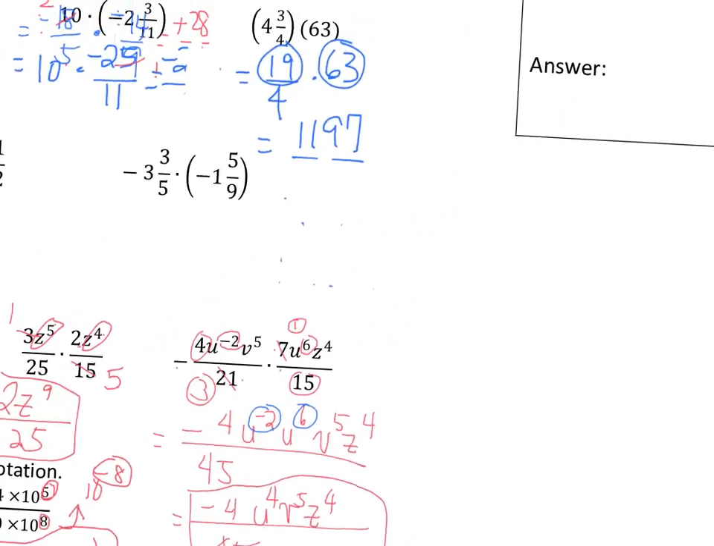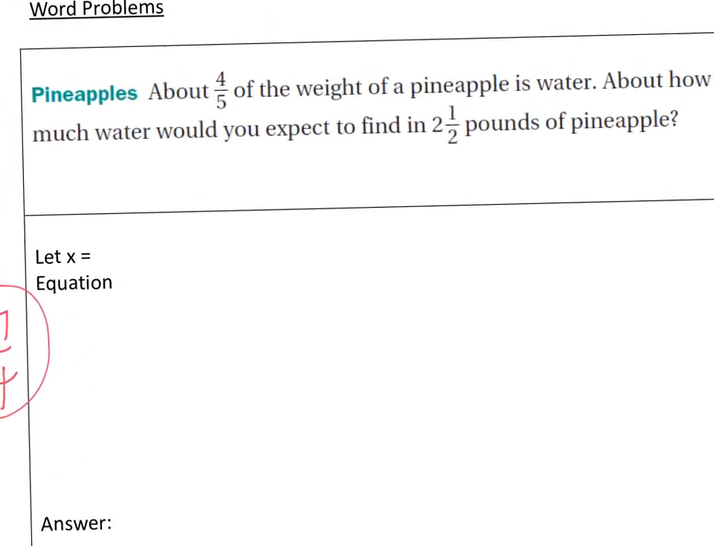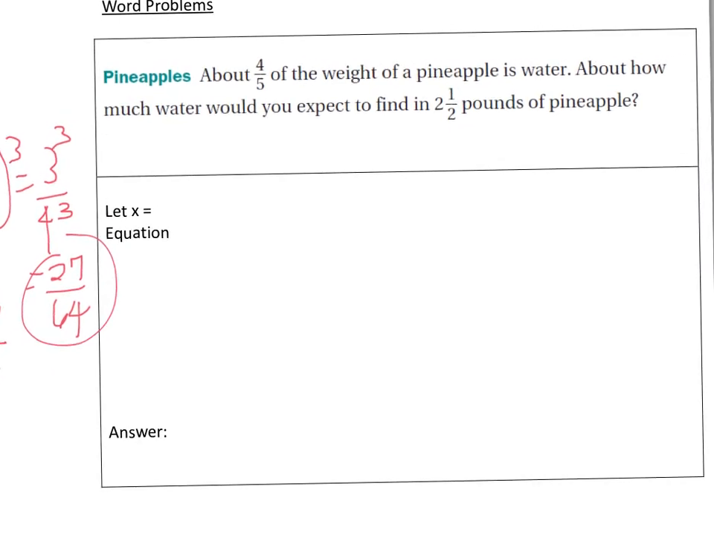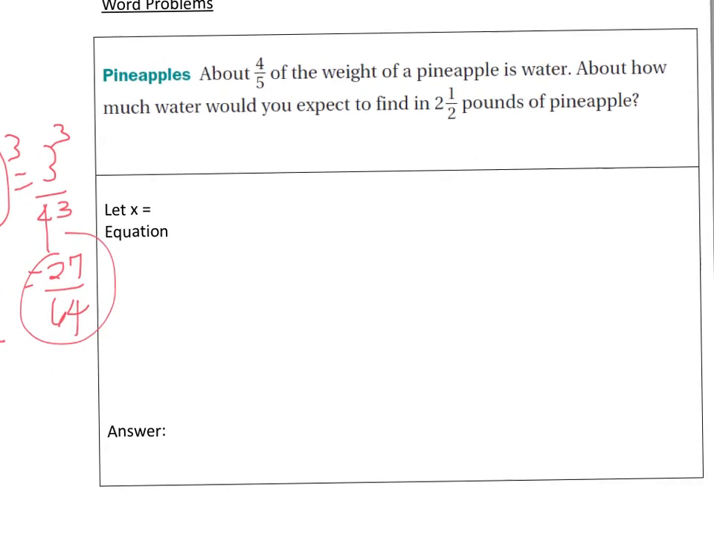Right, and let's take a look at the last word problem. Pineapples. About 4/5 of the weight of a pineapple is water. About how much water will you expect to find in 2.5 pounds of pineapple? Okay, I would like you to remember that every time you see "of" next to a fraction or a number, you can automatically translate that as multiply. And if you see "is," it's equal, okay? So this is just a strategy here.